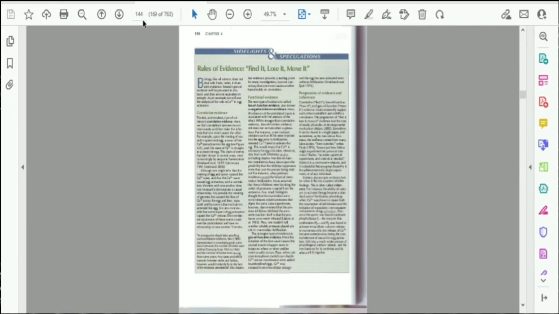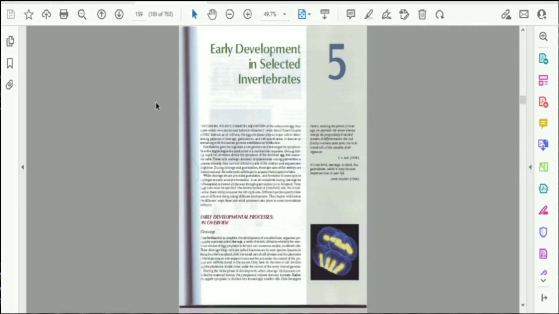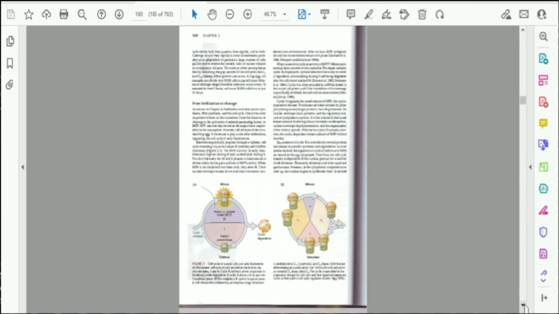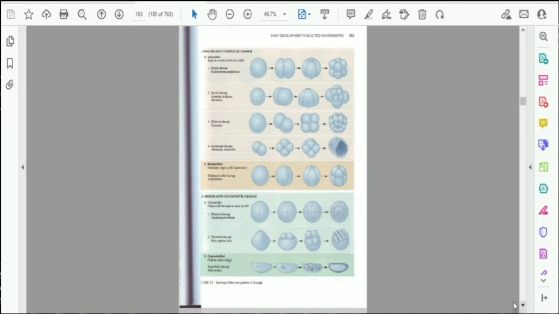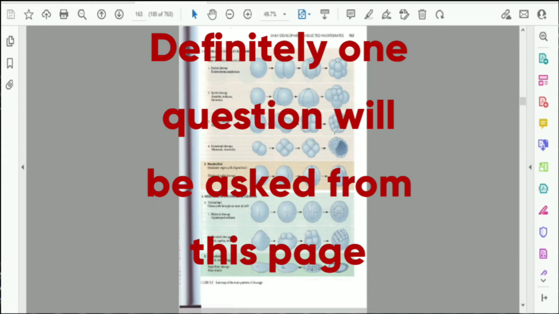Okay, so the next thing is cleavage. Cleavage is given on page number 159. So this is cleavage. You can study the early developmental process. Cleavage you need to study everything, and study karyokinesis and cytokinesis, everything, and the gastrulation process. This thing is very much important. I'm damn sure definitely one question will be asked from this particular page, page number 163.